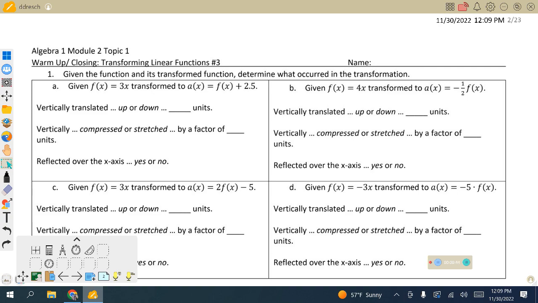So as we've seen, there's 3 things that can happen. And that's what I have listed out. I want you to select which ones are happening and tell me then, is it going up or down? Is it being stretched or compressed? And is it being reflected, yes or no?